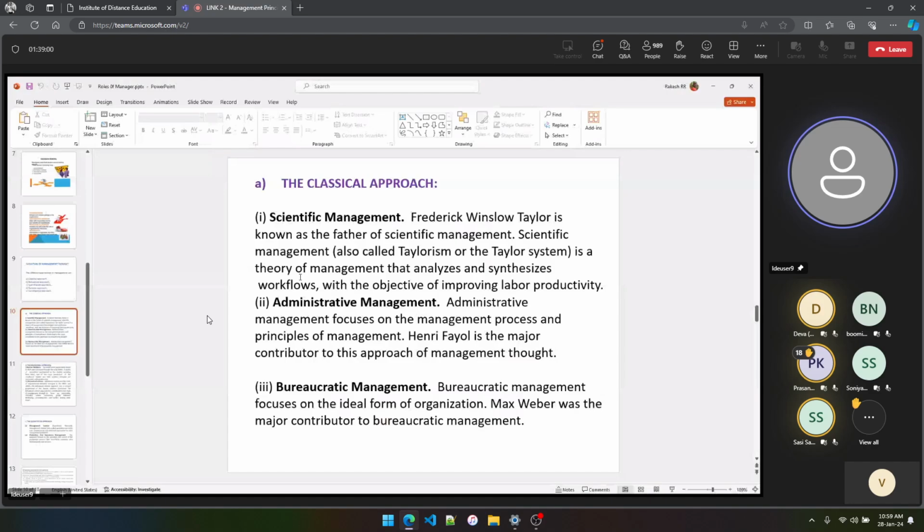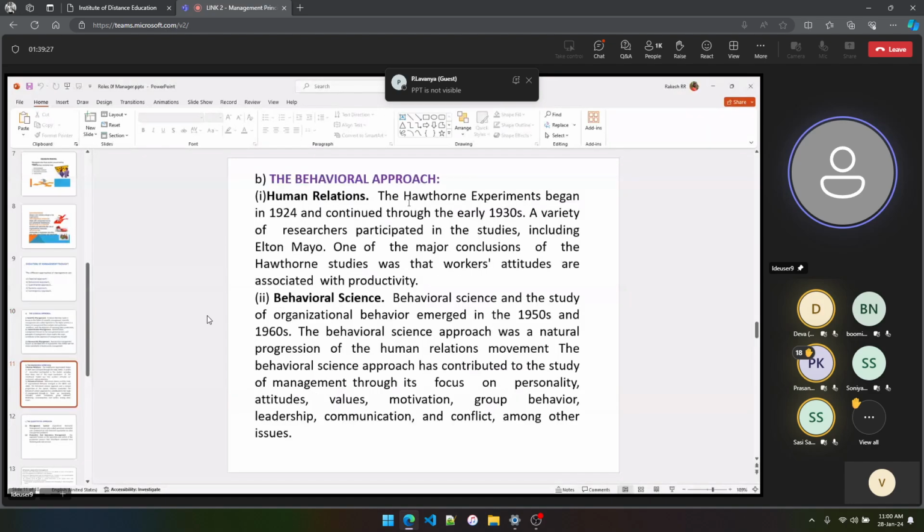Okay, next. Administrative management. Administrative management focuses on the management process and principles of management. Henry Fayol is a major contributor to this approach of management. That's what we saw for the principles of it. Then bureaucratic management. Bureaucratic management focuses on the ideal form of organization. Max Weber was a major contributor to bureaucratic management. These are all the approaches that come under the classical approach. Next is behavioral approach.